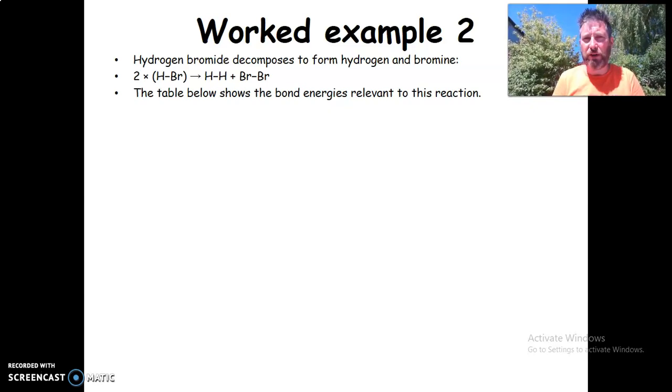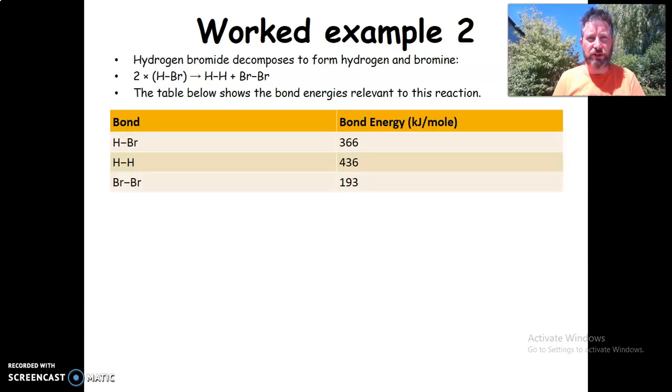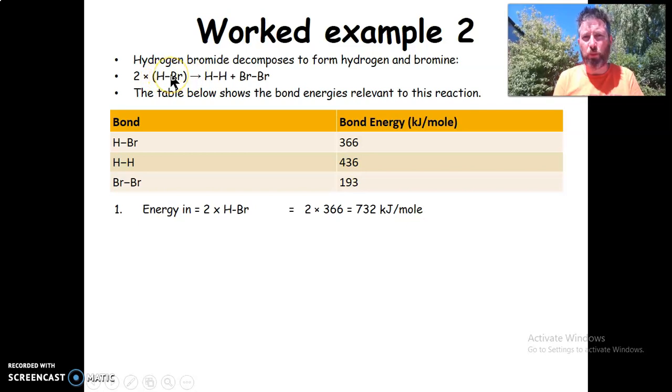Okay, so hydrogen bromide makes hydrogen and bromine. So let's look at the bond energies for this. What's the energy in? Well, the energy in this time is I've got 2 lots of that line. There's 1 per molecule, there's 2 molecules. So that's 2 lots of HBr. The HBr line is 366, so 2 times 366 is 732.